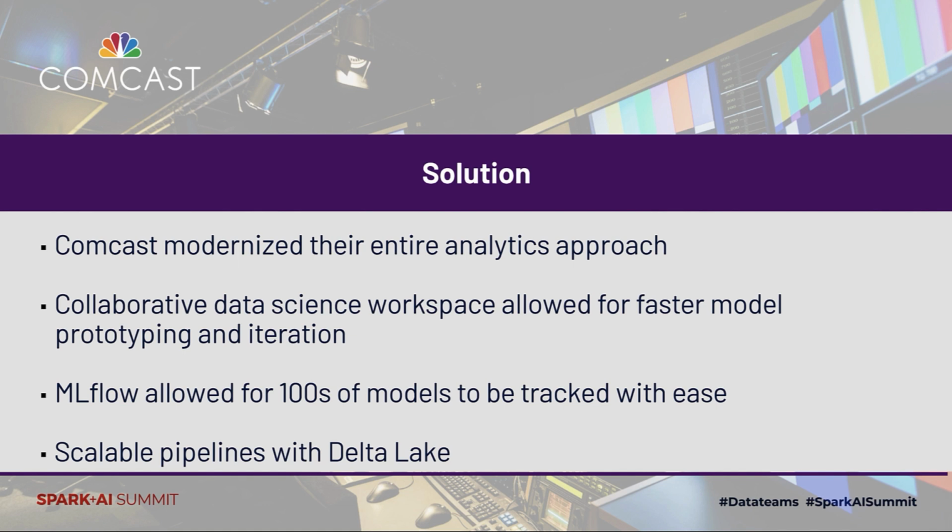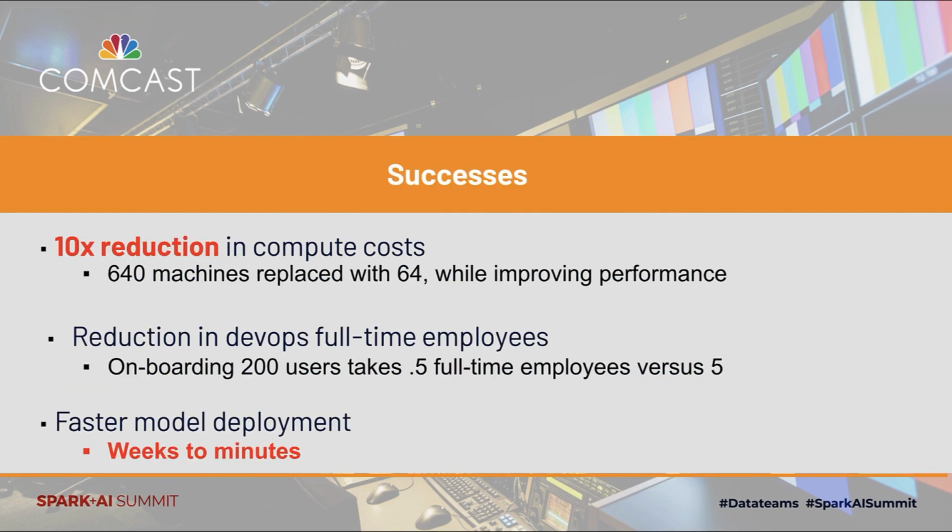Delta Lake enabled them to optimize files, and that way they had a much faster and reliable ingestion of that data at scale. So again, looking at the numbers, with Databricks, Comcast reduced their compute costs by about 10 times. Delta Lake enabled Comcast to optimize their data ingestion. It replaced 640 machines with 64, and at the same time, it improved performance. Now that means that team members spend more time on analytics and less time on managing all of that infrastructure.